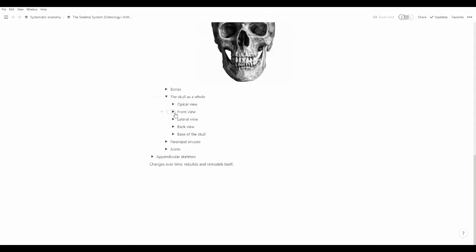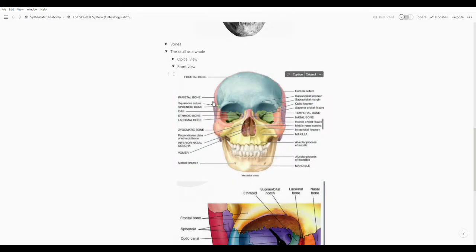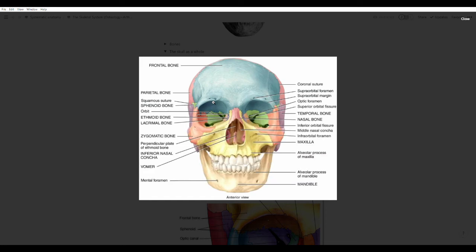The next view is the front view. Front view meaning we're looking at it from the front. We're not going to be looking at it from the side. We're just looking at it from the front. The standard anatomical position has your face looking in front. So that's the standard anatomical position.